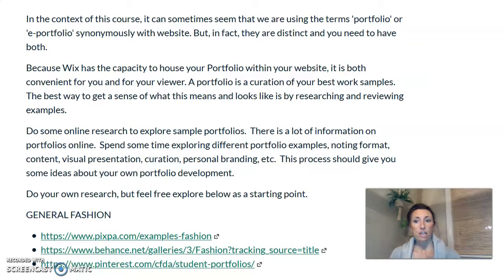But the thing to keep in mind is that you are at the relative beginning of your college career, so you may not have an inventory of portfolio-ready pieces. So I don't want you to panic if that's the case. There are lots of opportunities throughout the duration of your college career to develop those pieces, and there are a lot of opportunities outside the classroom.